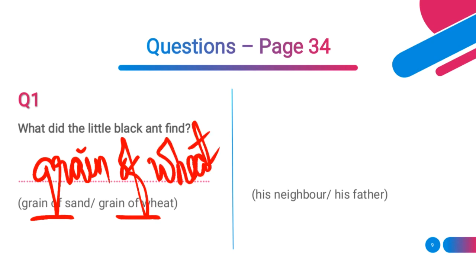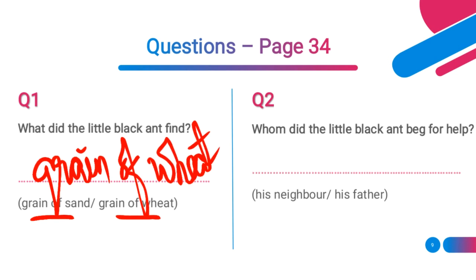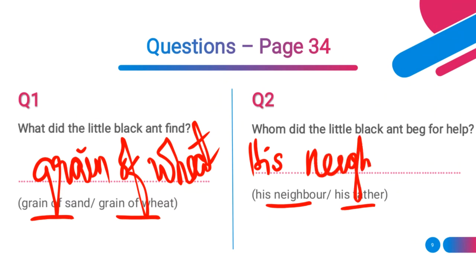W-H-E-A-T. So write here, okay? Then let's move on to the second question. Whom did the little black ant beg for help? At first, this little black ant begged for help, whether it's his neighbor or his father. It's his father? No. So what's the correct answer? His neighbor. So all of you write here, his neighbor. N-E-I-G-H-B-O-U-R. Have you written? Yes, that's good, my dear children. And use pencil when you are writing in a textbook.